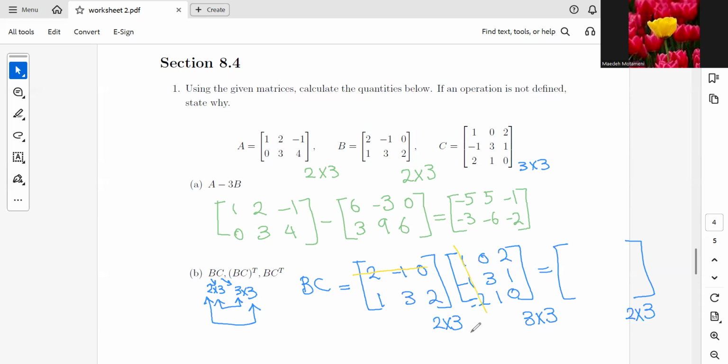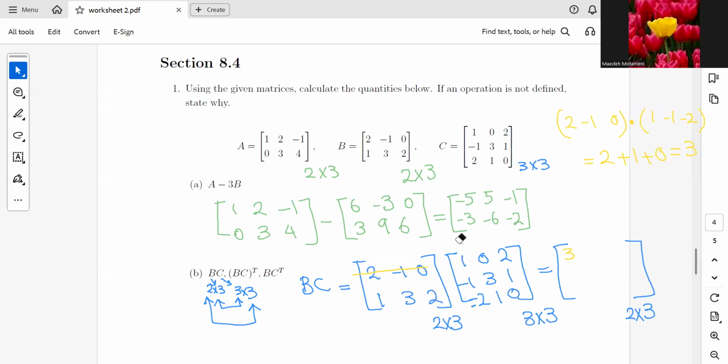First row, first column. So 2, -1, and 0 will be multiplied by 1, -1, -2. And this will be 2 plus 1 plus 0, which is 3. So we put 3 here.